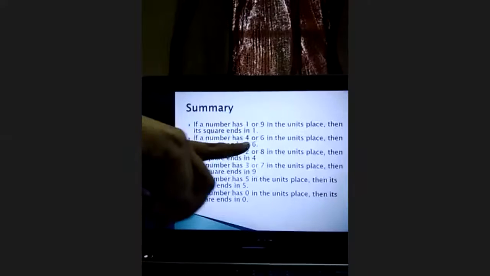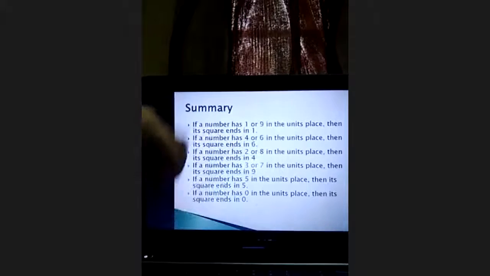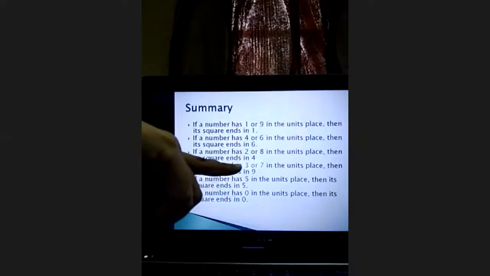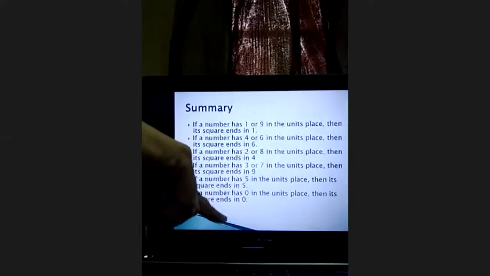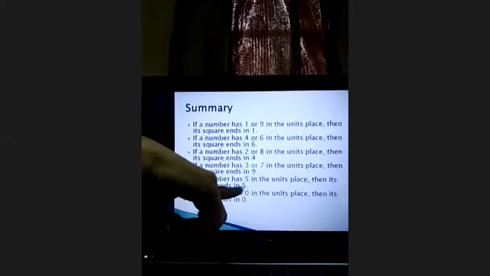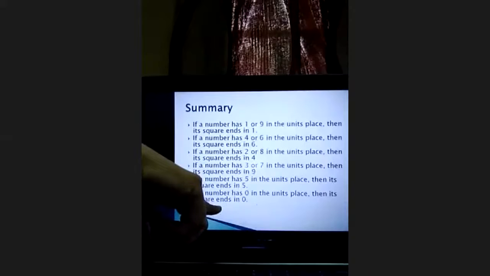Very good. Now, Ashman, your roll number is 1 from 8D. Are you there in the class? Yes, ma'am. Kindly read. If a number has 5 in the units place, then its square ends in 5. And next. If a number has 0 in the units place, then its square ends in 0.